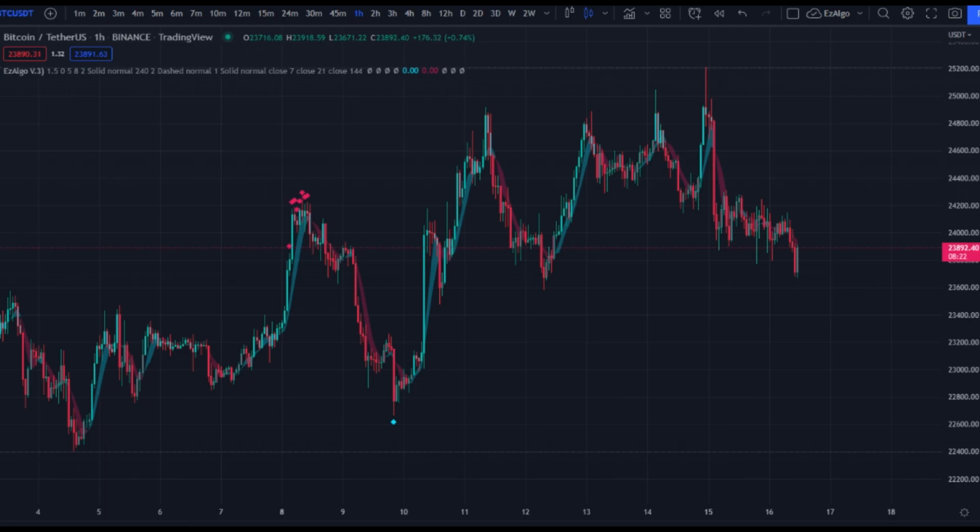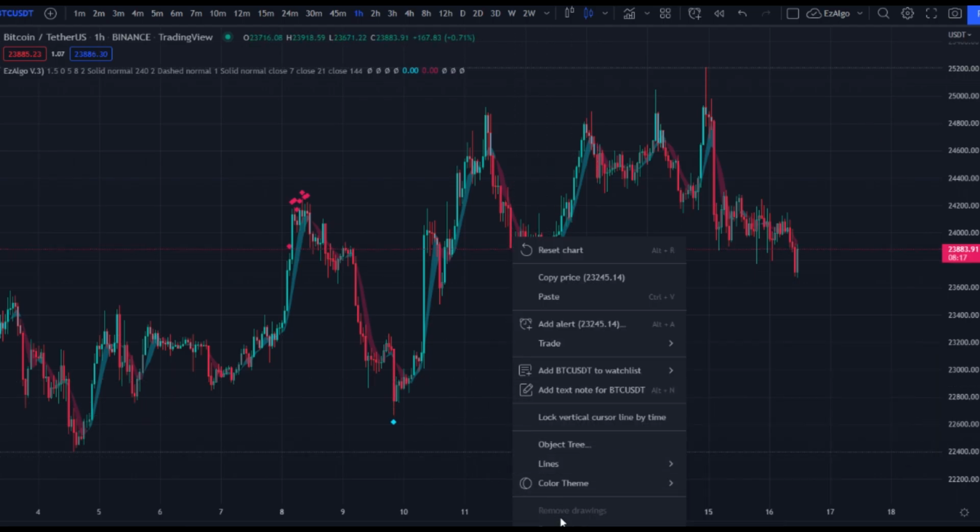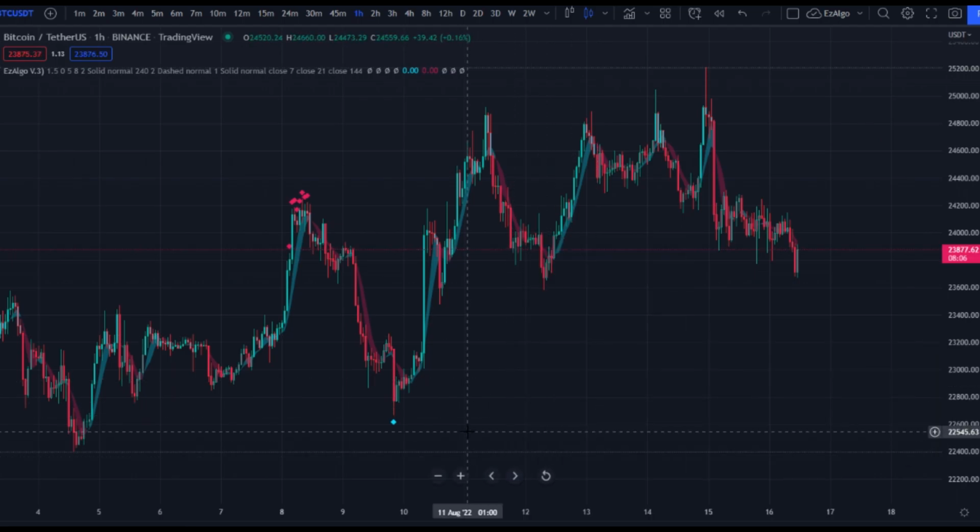So first thing you want to do is remove all drawings and indicators from your chart. You can do that by right clicking and pressing remove drawings and remove indicators. And you're going to be using two indicators for this. The first one being EzAlgo.